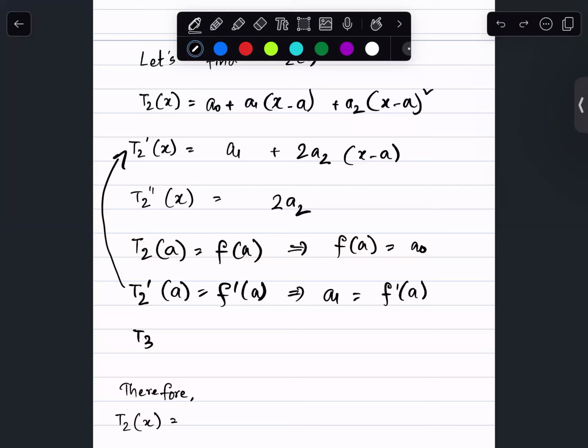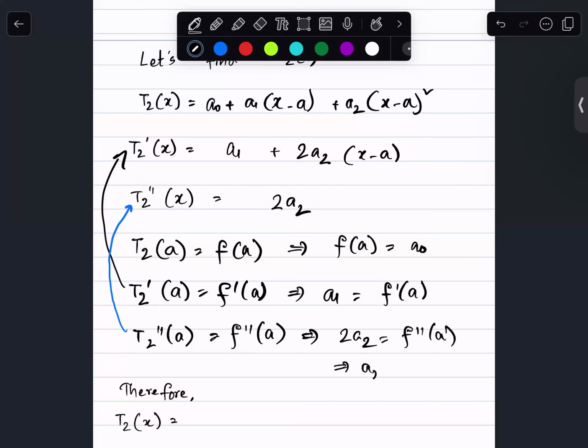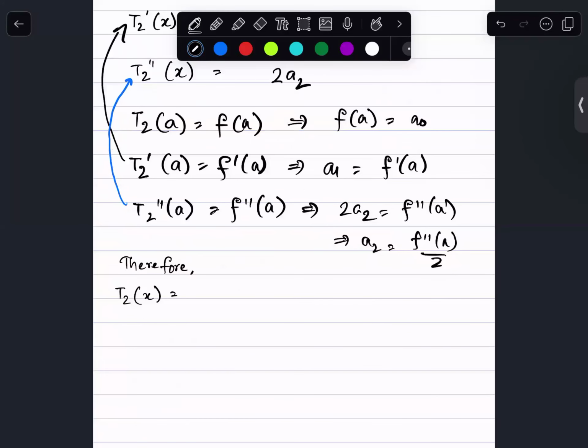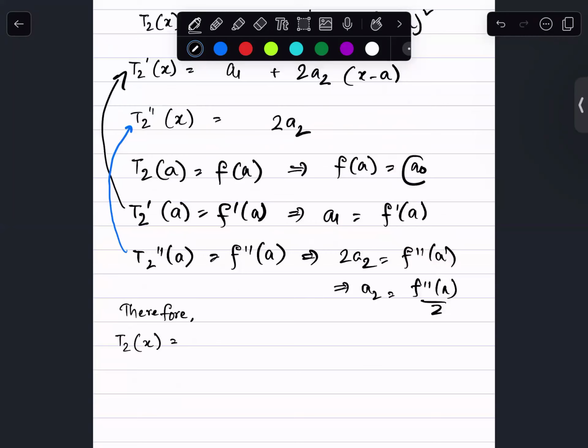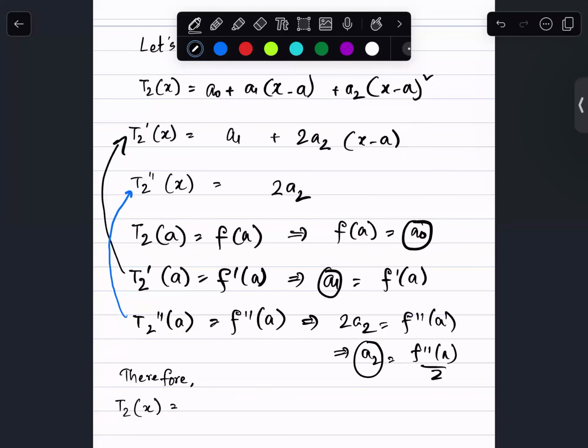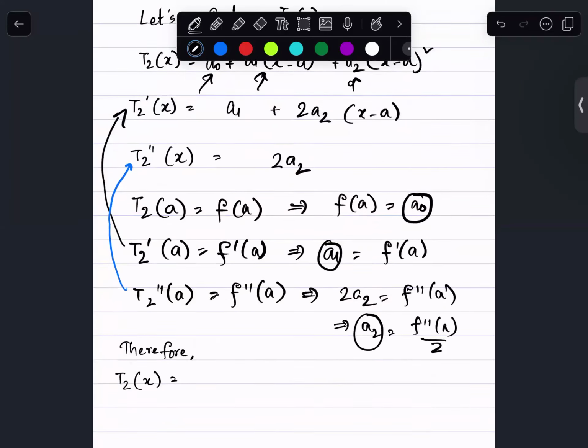Similarly, T2 double prime(a). So if I put x equal to a in here, I'll get 2a2. The condition is, never mind, f double prime(a). So then I'll get 2a2 to be the same as f double prime(a). In other words, a2 is f double prime(a) over 2, right? So what I'm doing is trying to find the coefficients that were unknown to me. I found all 3 coefficients here in the polynomial approximation.